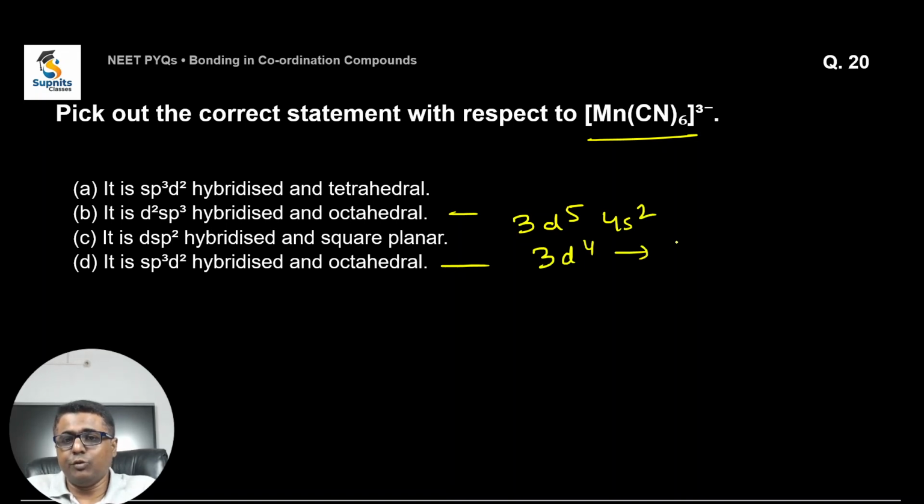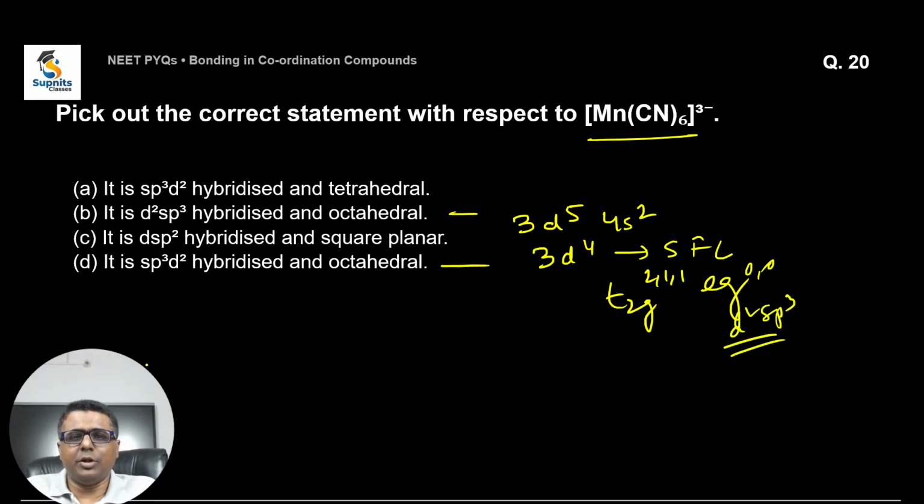So, 3d4 with SFL will be t2g 2, 1, 1. Correct. You also check that you are getting this one or not. Okay, 2, 1, 1, eg is completely empty. So, this will be d2sp3. This will be octahedral, d2sp3 octahedral. Yeah, khatam.